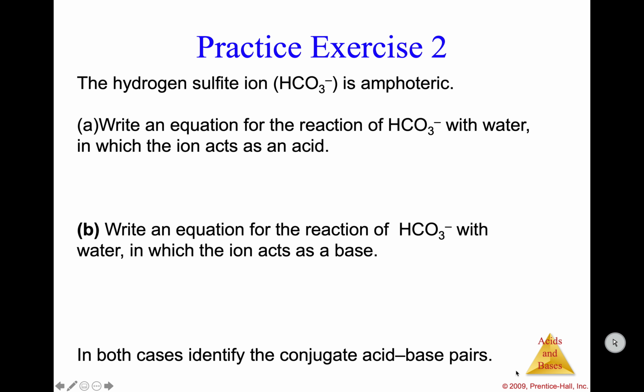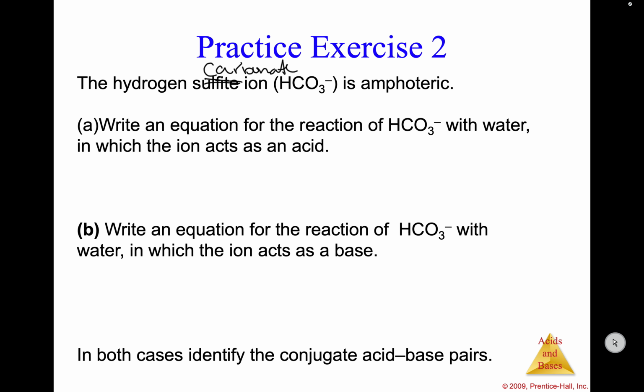With the lecture that you watched online from Monday, you learned about a review of acids and bases. You also learned about acids and their conjugate bases and bases and their conjugate acids. So we're going to continue on that with our practice exercise too. Here it says the hydrogen sulfite ion, it should be hydrogen carbonate. So the hydrogen carbonate ion is amphoteric.